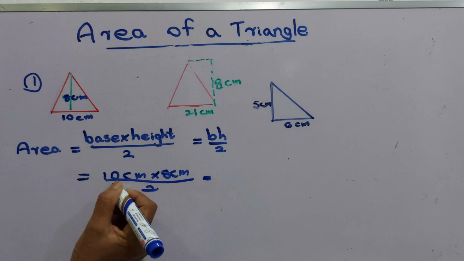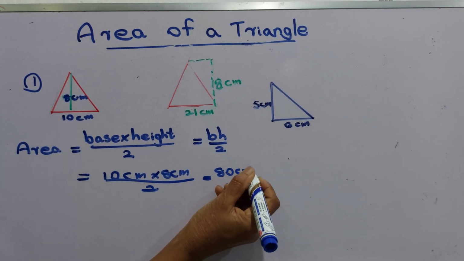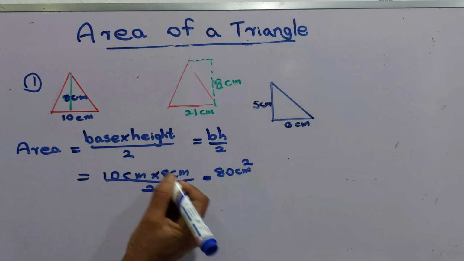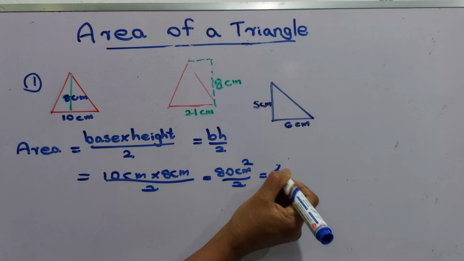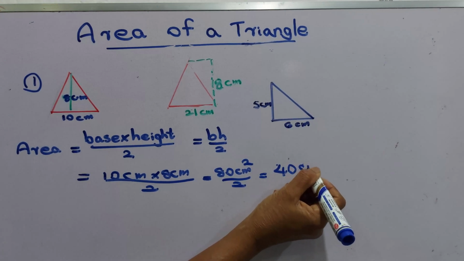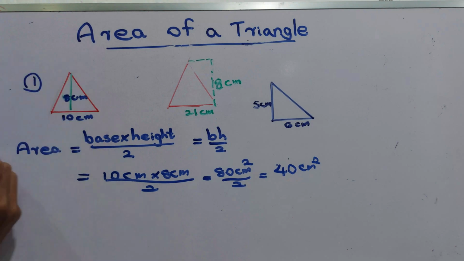Then 8 into 10, 80 square centimeters, divided by 2. The answer is 40 square centimeters. That is the area of the first triangle.